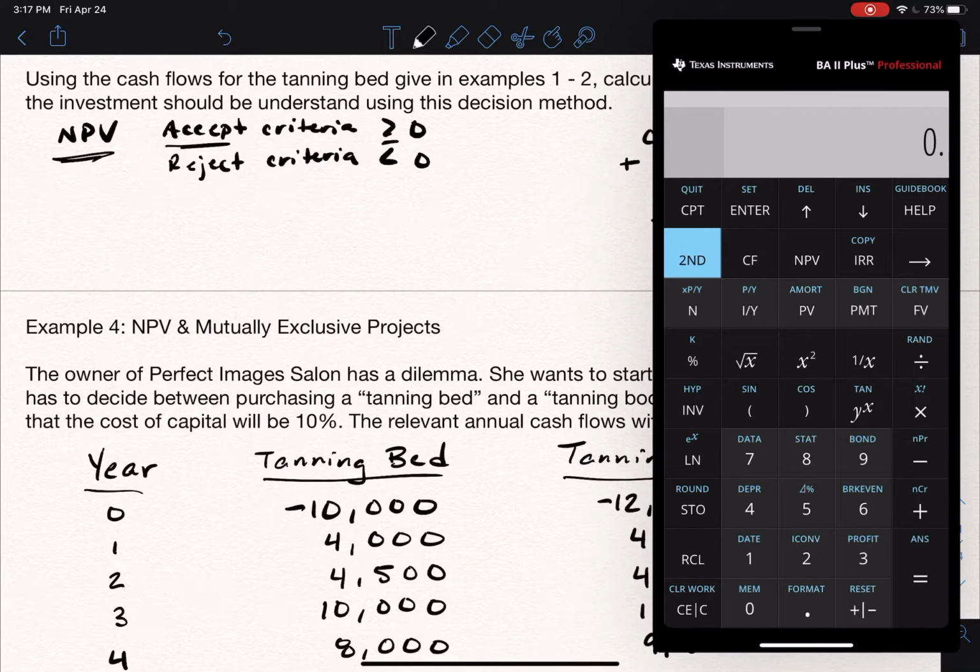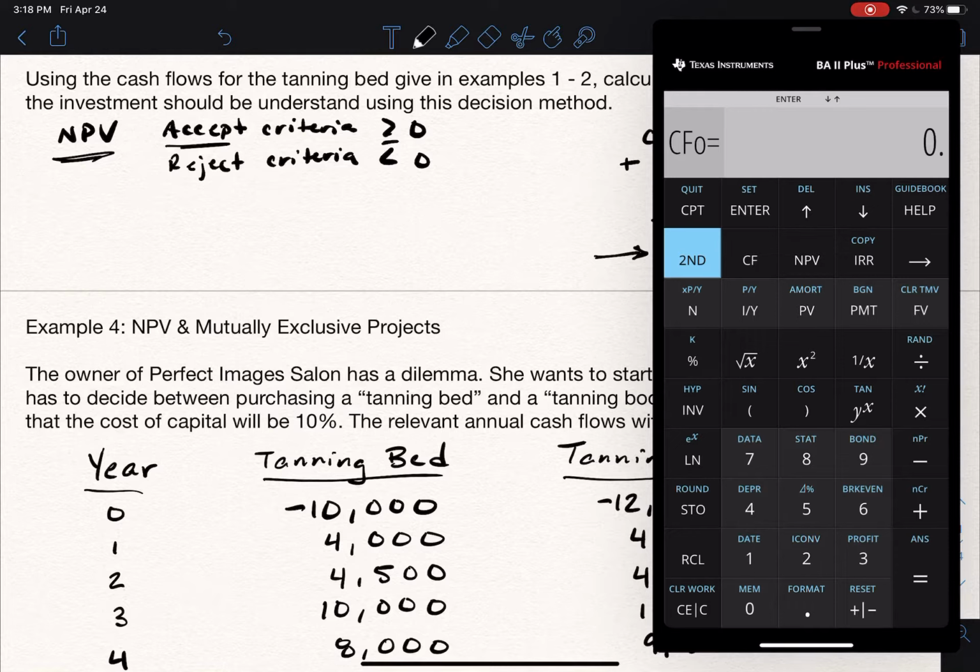So in your menu, if you look right beside the second key, there's a key right next to it that says CF. Well, that key is your cash flow menu. So let's explore that menu for a second. So when I click the button, CF, the first thing that comes up is CF0. Now, before we start putting anything in there, let's just explore this menu.